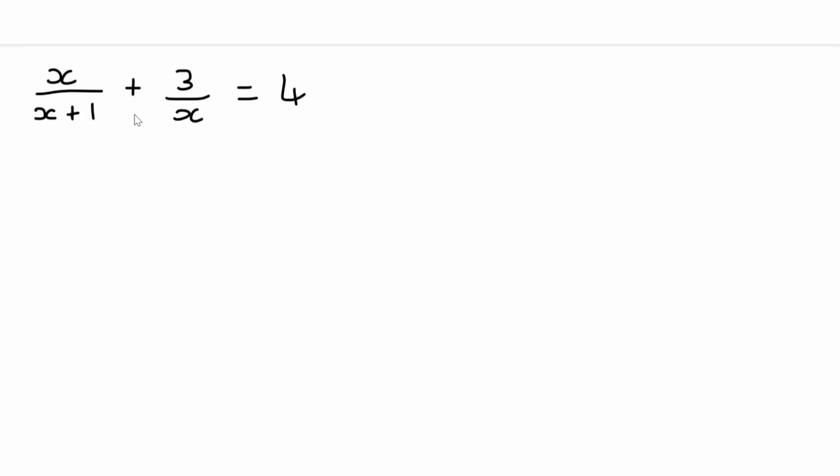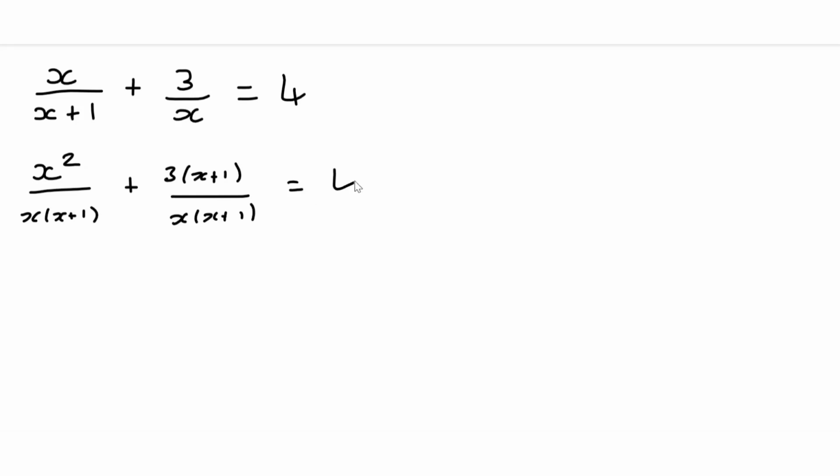So what I'm going to do is combine this left hand side by cross multiplying. That means I'm going to multiply this fraction top and bottom by x, this one by x plus 1, and then they'll have the same denominator and I can combine them. So that's going to give me x squared over x plus 1 plus 3x plus 1 over x plus 1, and that is equal to 4 still.